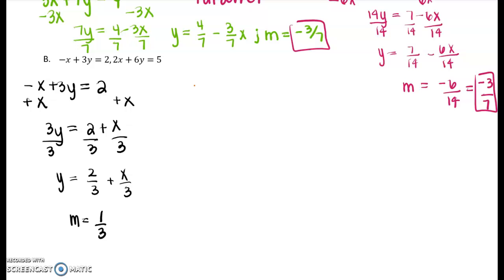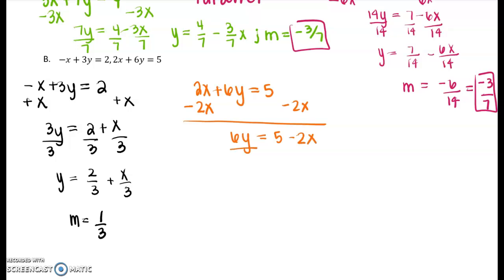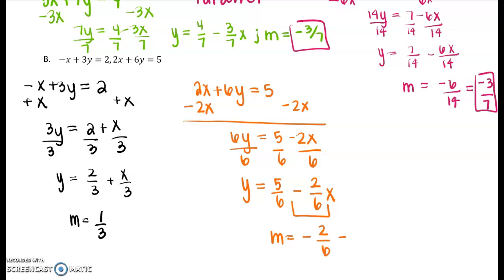And then my second one, 2x plus 6y equals 5. I'm going to subtract 2x on the other side. And then divide by 6, divided by 6, divided by 6. Y equals 5 over 6 minus 2 over 6x. And then again, the number in front of the x, that's my slope. And I could divide both of these by 2, so I get -1 over 3.